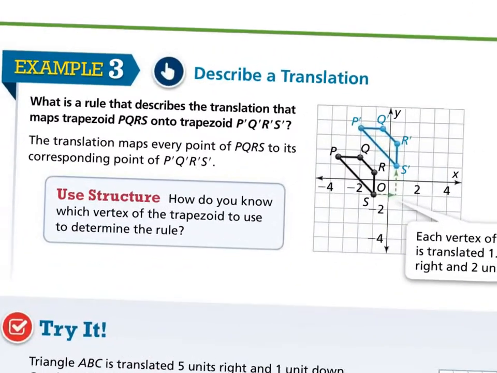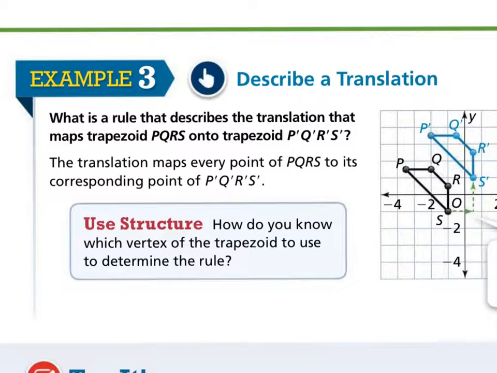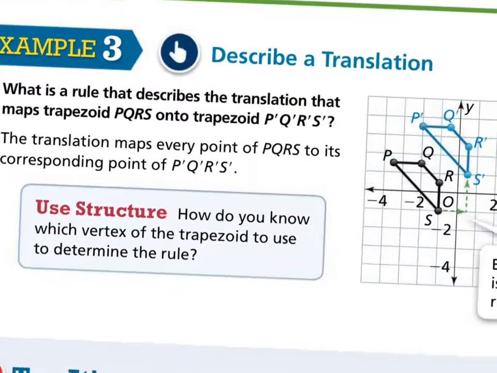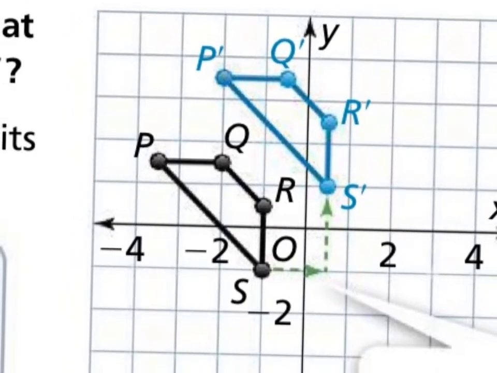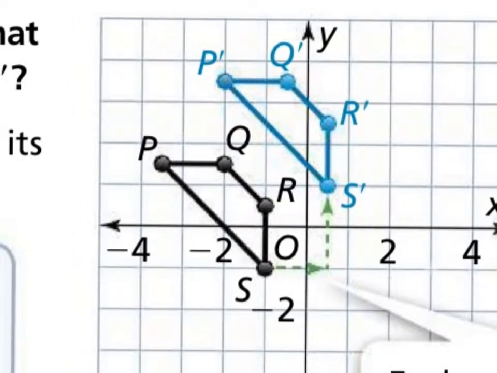Example 3. What is a rule that describes the translation that maps trapezoid PQRS onto trapezoid P prime, Q prime, R prime, S prime? So what we have to do is think about what our original points are and our new points are and think about how we got there. Unlike the last example, usually it seems like when they do these, normally they say left or right and then up or down, just like we normally do an X and then a Y when we put our coordinates for a point.